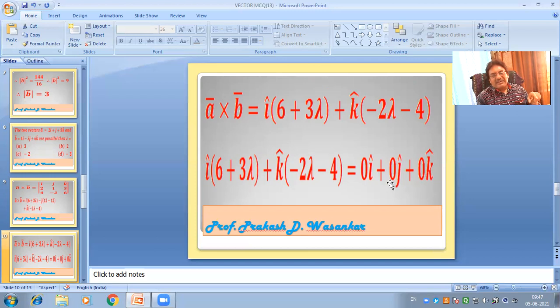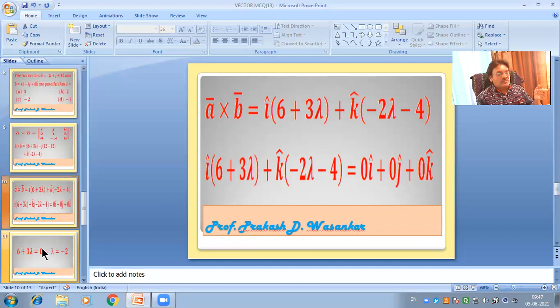And then we equate the corresponding scalars. That is 6 plus 3 lambda equals 0. Here we equate the scalar of i or j, we get the same value of lambda. 6 plus 3 lambda is equal to 0. Therefore 3 lambda is equal to minus 6. Therefore lambda is equal to minus 2.